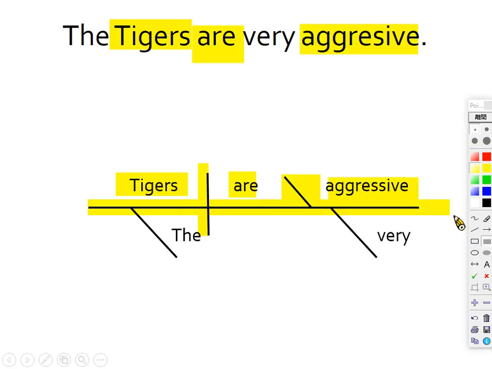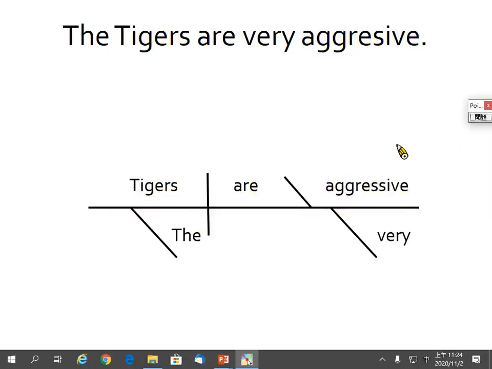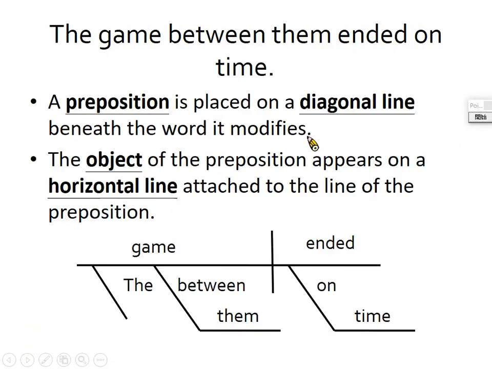And there are two modifiers here. The is used to modify tigers. Very is used to modify aggressive. Okay, complete. Very simple, right? Okay, and now we have a little bit more.